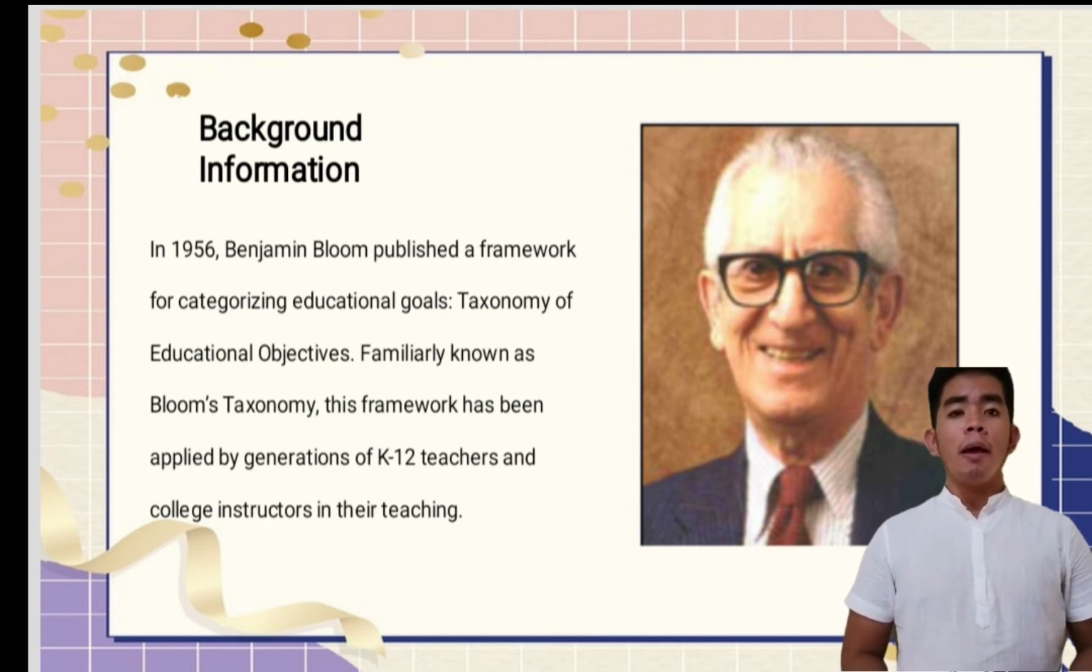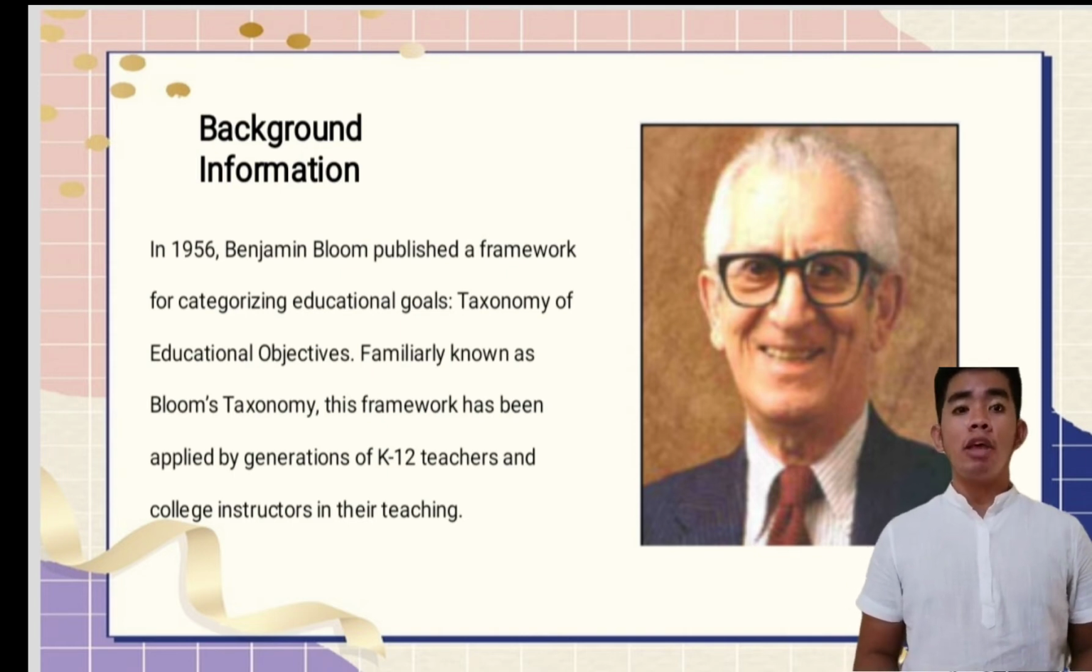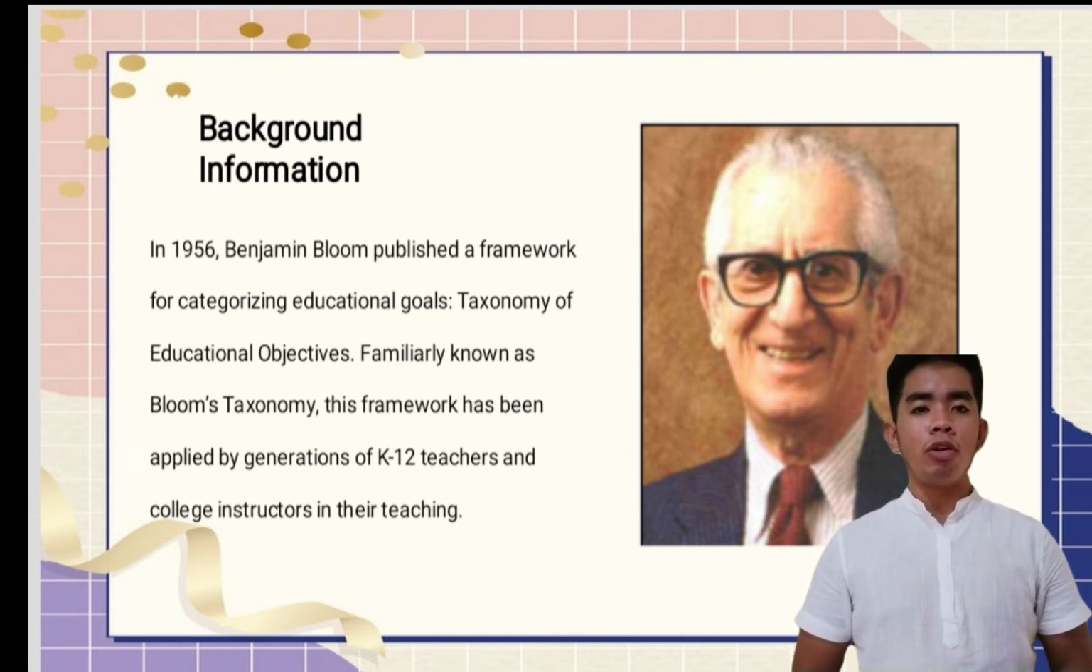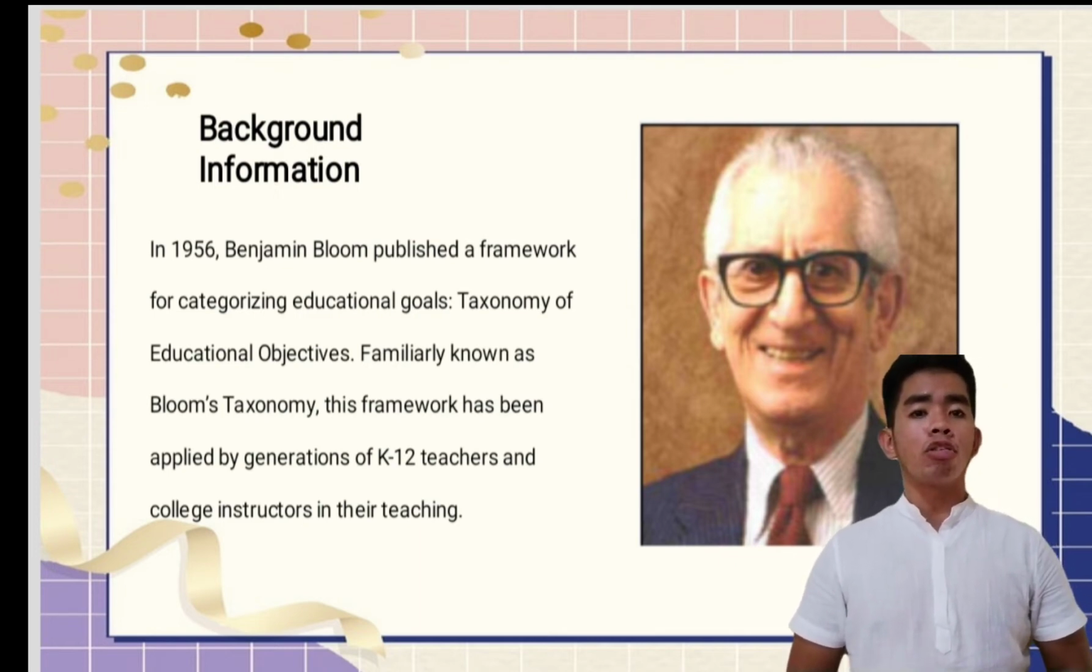In 1956, Benjamin Bloom published a framework for categorizing educational goals, named the Taxonomy of Educational Objectives, familiarly known as Bloom's taxonomy. This framework has been applied by generations of K-12 teachers and college instructors in their teaching. The framework consisted of 6 major categories: knowledge, comprehension, application, analysis, synthesis, and evaluation. The categories after knowledge were presented as skills and abilities, with the understanding that knowledge was the necessary precondition for putting these skills and abilities into practice.